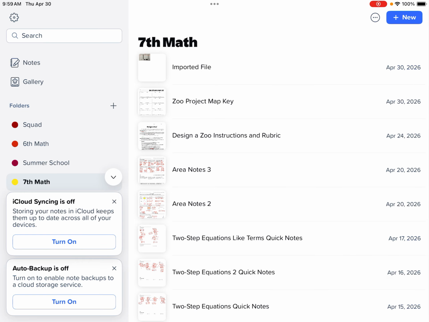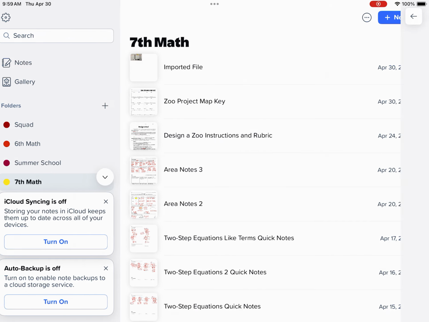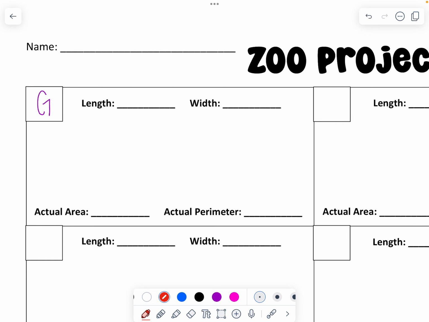So if I look at my purchase order, and so I did an example for the gorilla, I bought 6 of them, I got the total cost, the space required, and so forth. So the main thing that I'm looking at for this is the length and width of space. Okay. So I picked 12 and 8 for my length and width. So on my key, it's for the gorilla, and it's a 12 by 8. So I'm going to put a G for gorilla. You can also, if you colored it blue on your paper, you could make this blue so that it's easier for me to find it. It doesn't matter to me.